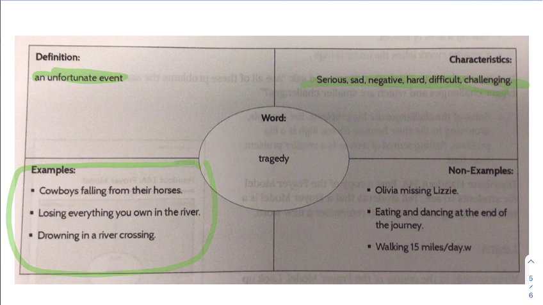Now, non-examples, things that are not tragedies, Olivia missing Lizzie. Yes, it might make her a little sad, but it's not as serious as a tragedy. Eating and dancing at the end of the journey, well, that's not negative or difficult or challenging, so it's a non-example. And then walking 15 miles a day. That might be a little tiring, but it's not a tragedy.